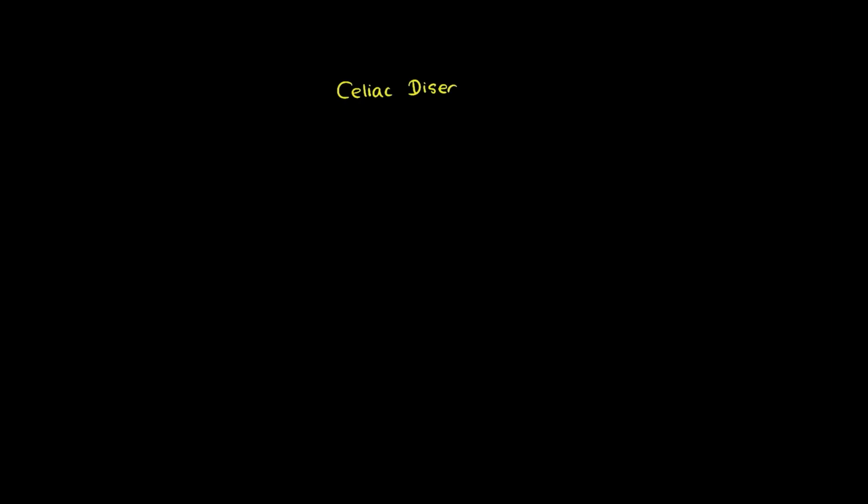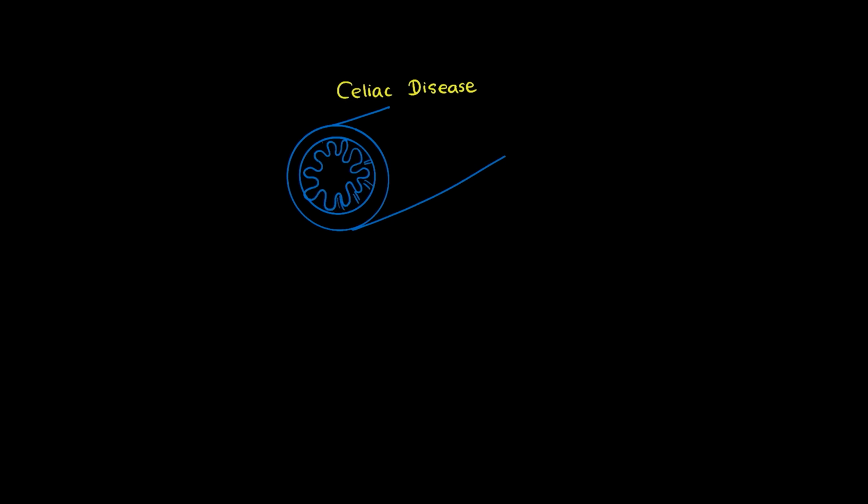Let's break down the core concept behind celiac disease and dietary management. Celiac disease is an autoimmune disorder where the immune system mistakenly attacks the small intestine's lining. The trigger for this attack is gluten, a protein found in wheat, barley, rye, and sometimes oats.